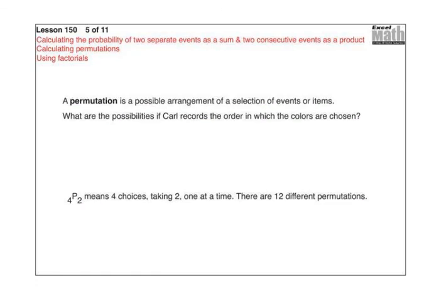A permutation is a possible arrangement of a selection of events or items. What are the possibilities if Carl records the order in which the colors are chosen? Okay, same idea as the last one. We have 4 marbles, but this is going to be called a permutation, and you're going to pick 2 of them, and that means that the order actually matters. So you're going to pick first, let me list the yellow, what else do we have? Help me out, come on. Red and blue. Okay, blue and green.